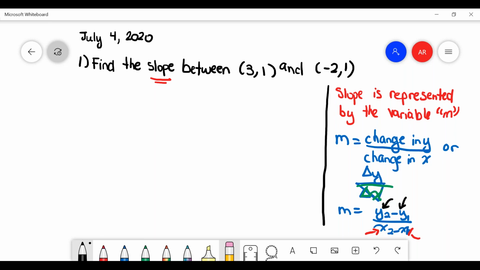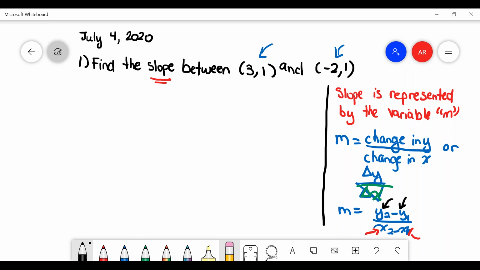All right, so this question is saying to find the slope between points (3, 1) and (-2, 1). And essentially, these points, (3, 1) and (-2, 1), belong to a line. These 2 points actually lie on a straight line. So we just basically need to find the slope of that line between these specific points mentioned in the question. And that's exactly what we're going to be doing.